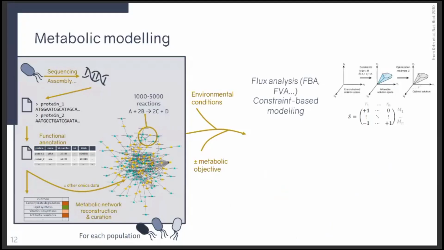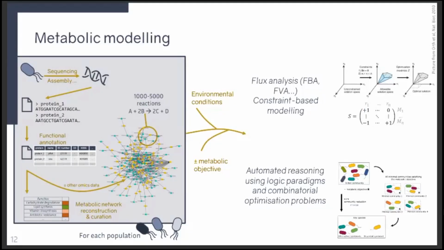So we have several kinds of mathematical models that use metabolic networks plus additional information. So for instance, environmental conditions, possibly a metabolic objective. And here you have at least two types of models that you can build. The most widely used is constraint-based analysis, flux balance analysis. I will say a few words about this later. And then one that I really like, that is a qualitative model, a logic model of metabolism, and I will also present you what we do with that.